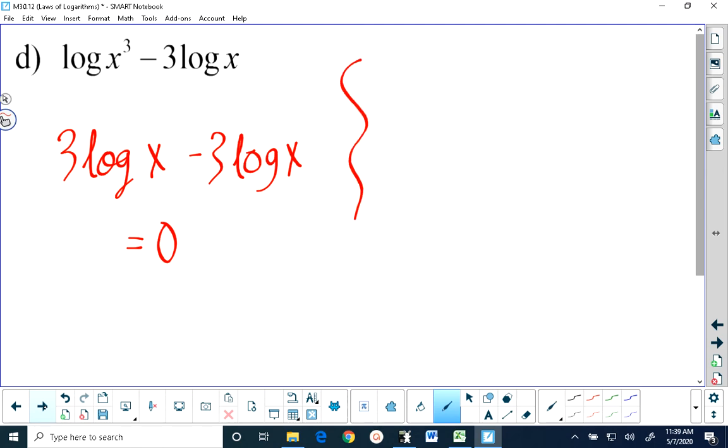The other thing you could have done is left the log of x cubed alone, and in the second logarithm moved the 3 up front, and you have log of x cubed minus log of x cubed, which is 0.